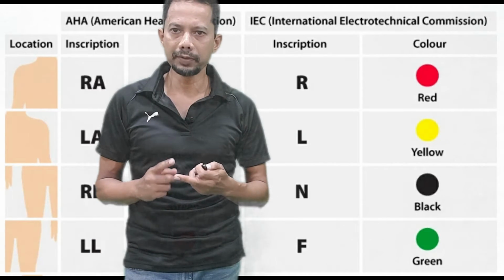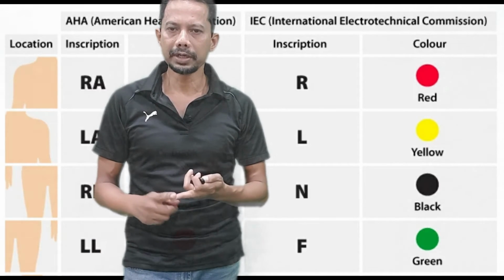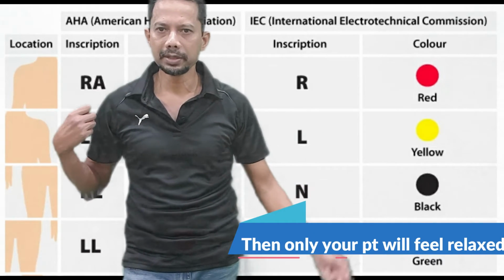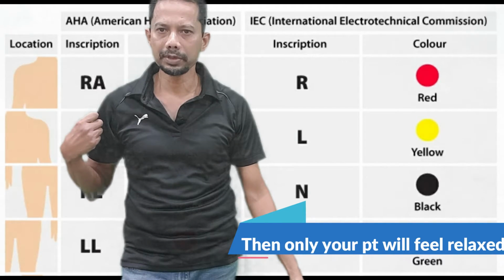That is a very important thing. You have to know the color. Green for left leg, red for right arm. And the other 2 leads on the same side go to the limb, upper limb or the lower limb.